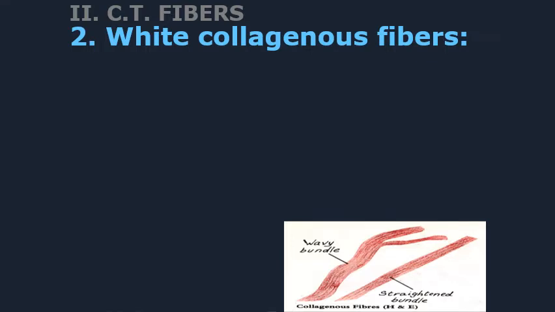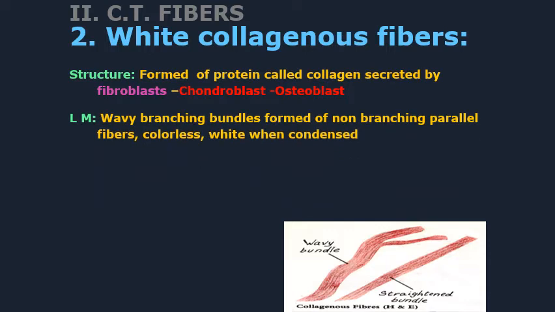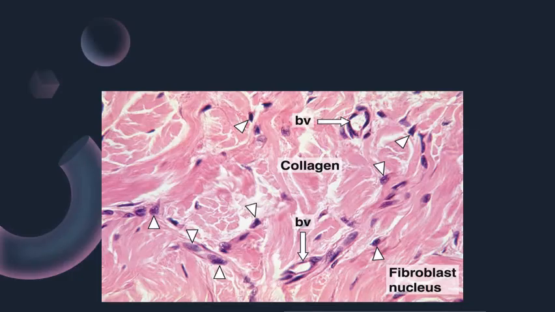The second type of fibers is known as white collagenous fibers. They are formed of a protein known as collagen, secreted by the fibroblast, chondroblast, and osteoblast. They are present in bundles because I need force, I need strength, so they are present in bundles of non-branching fibers. They are colorless. When condensed, they appear white. Stained pink with hematoxylin and eosin, blue with Mallory, and red with Van Gieson.